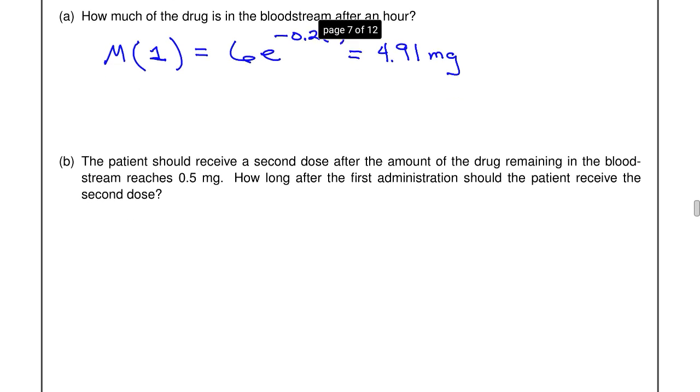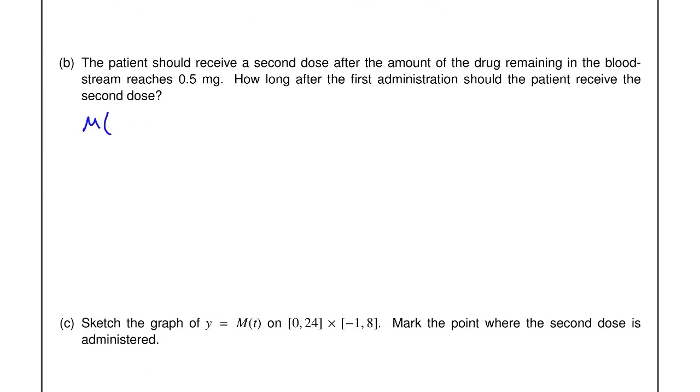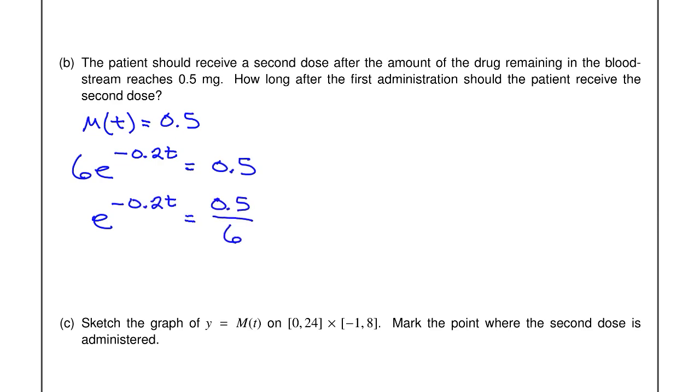Question B. The patient should receive a second dose after the amount of the drug remaining in the bloodstream reaches 0.5 milligrams. How long after the first administration should the patient receive the second dose? So the question is asking, after how much time will the concentration reach 0.5 milligrams? So we want to solve m of t is equal to 0.5. Well, m of t was 6e to the negative 0.2 t. That's equal to 0.5. First, I want to divide by 6. And I'm not going to work anything out yet. I'm going to wait till the end with the calculator to work everything out.